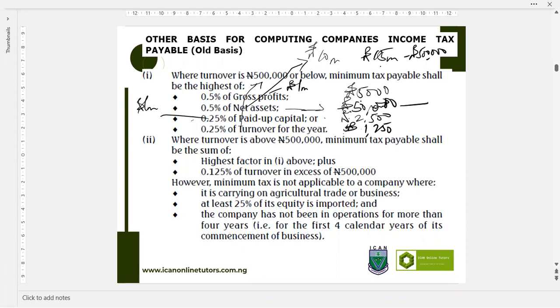We have 14,500,000 naira. So that gives us what? That gives us 18,125. So you just add 18,125 plus 50,000 naira. What do you have? You have 68,125. Are we together? Okay.